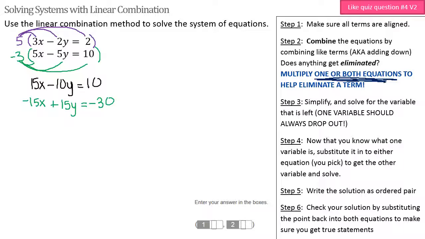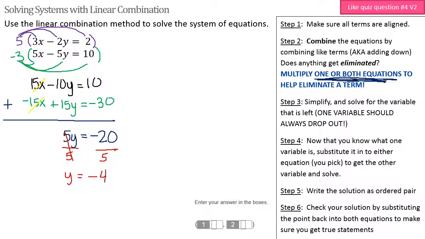Now, if we add our equations straight down, we have 15x minus 15x, so those cancel out. We have negative 10y plus 15y, so it's going to give us 5y is equal to 10 plus negative 30, or negative 20. From here, we divide both sides by 5, so we get y is equal to negative 4.